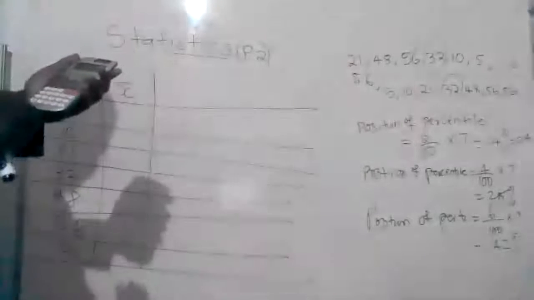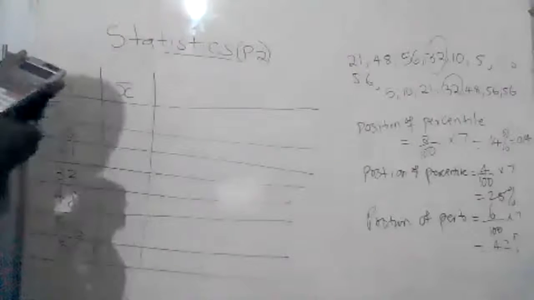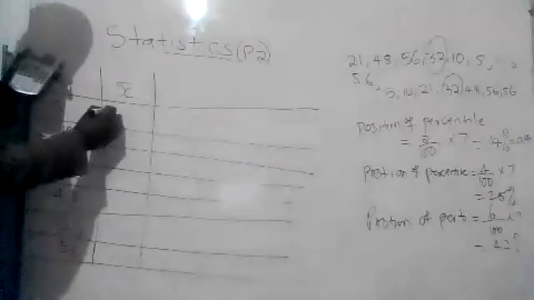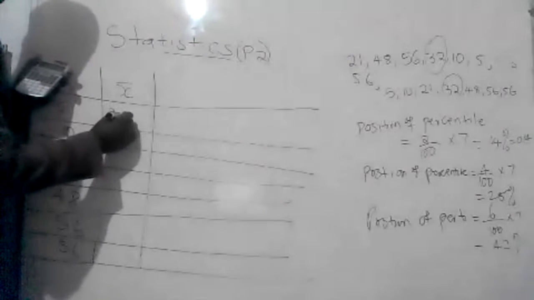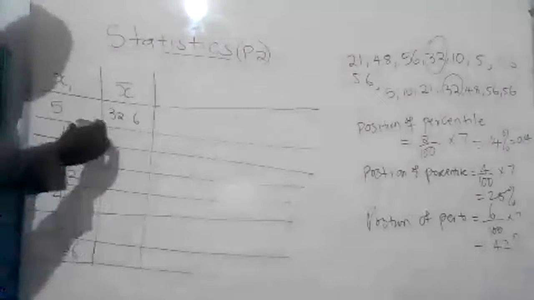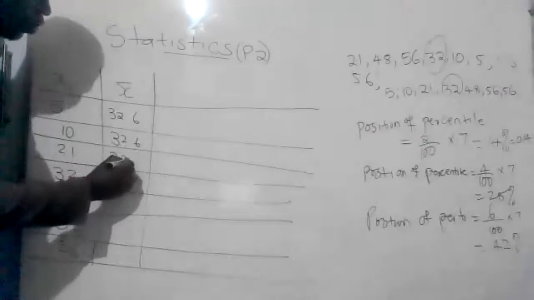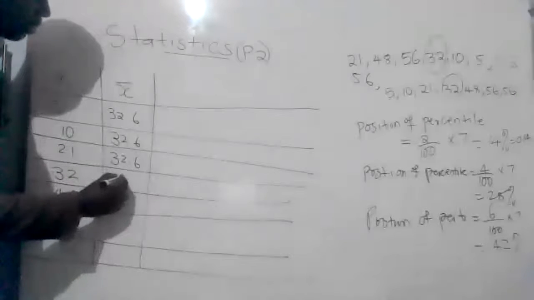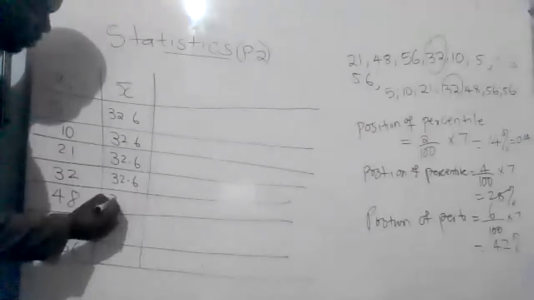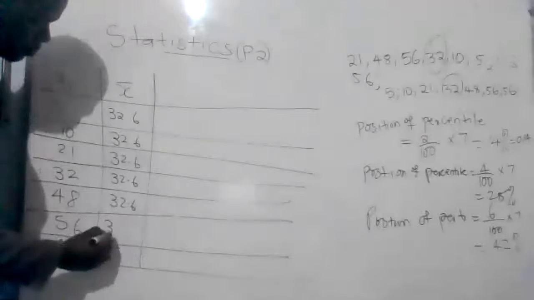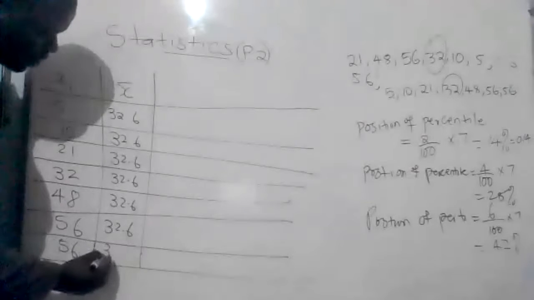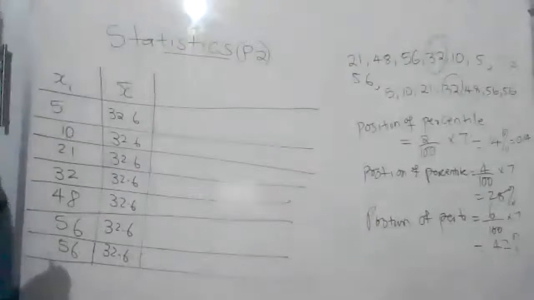I believe you can agree with me that we have 7 values here. So we have to divide by 7. When we divide by 7, we will get a mean which is 32.6. So that value is supposed to be written everywhere on this data, because that is the mean for all the values that we have here on the board. So we have 32.6 as the mean for the data.